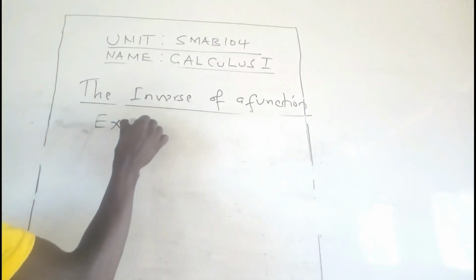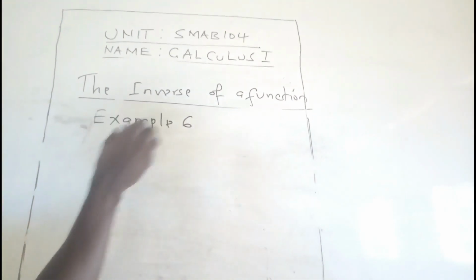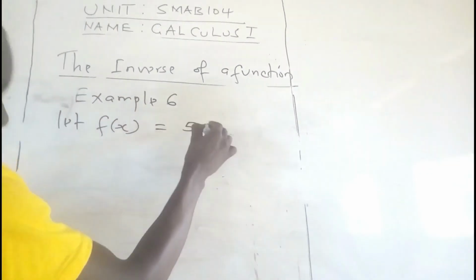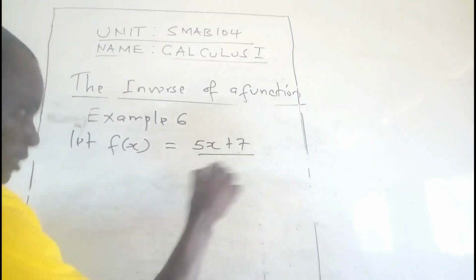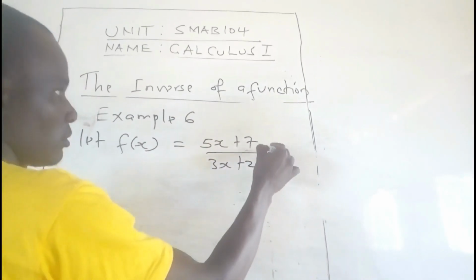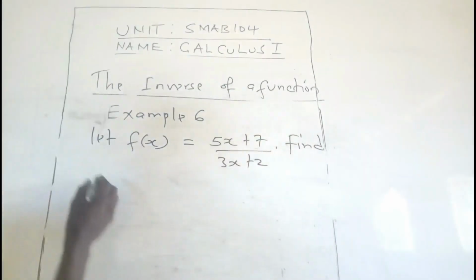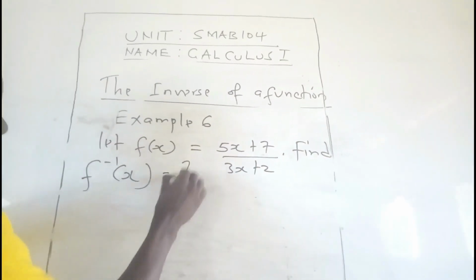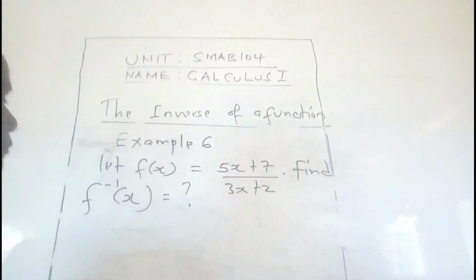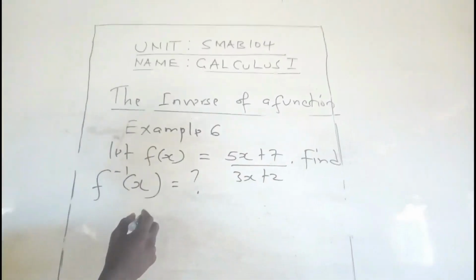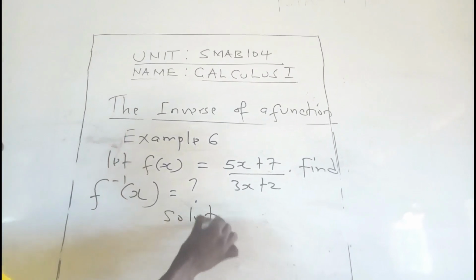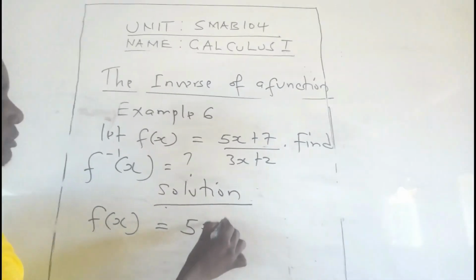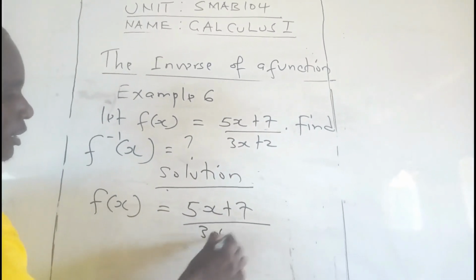Example 6. Let f of x be equivalent to 5x plus 7 all over 3x plus 2. Then find f inverse of x. So how do we get f inverse of x? First of all, when you're looking at the solution, we write f of x in this form, 5x plus 7 all over 3x plus 2.